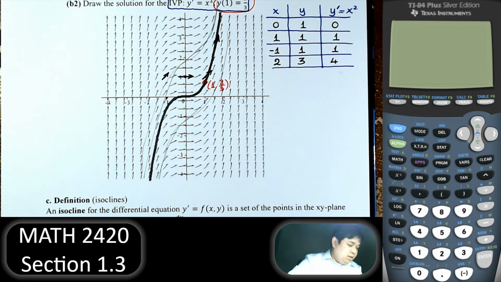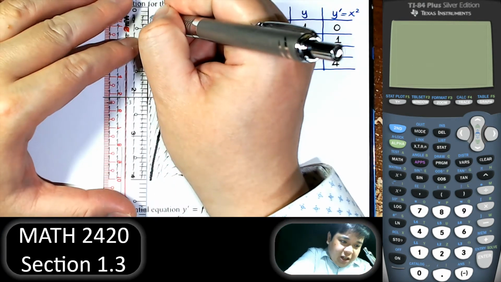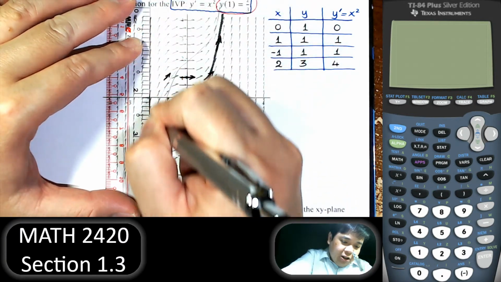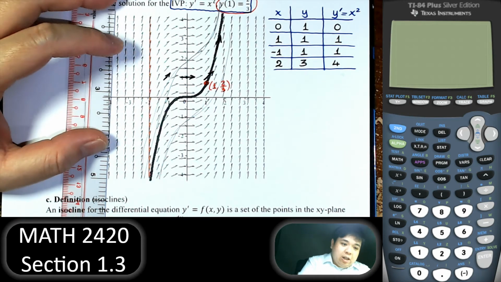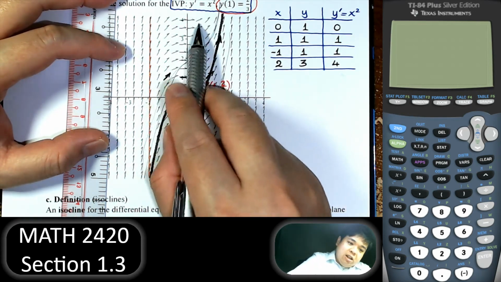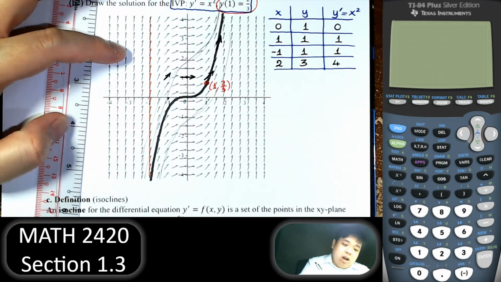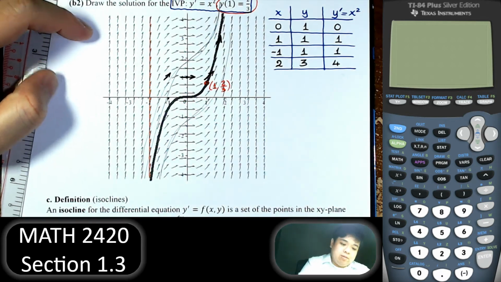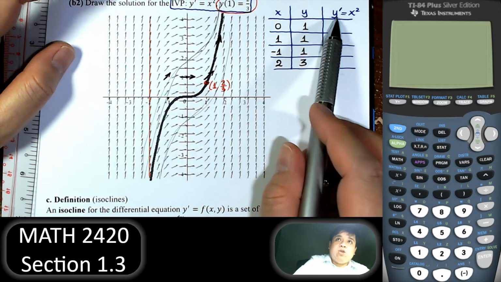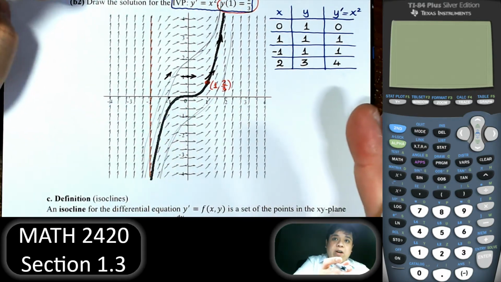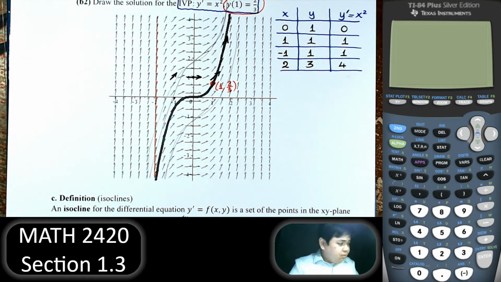Okay, right here. Everything on this line has the same x values, therefore the same slope. And you see everything on this line, the same slope. So those are the isoclines. They're vertical lines because they have the same slope, which only depends on x values. Y is irrelevant. That's why y can be anything.